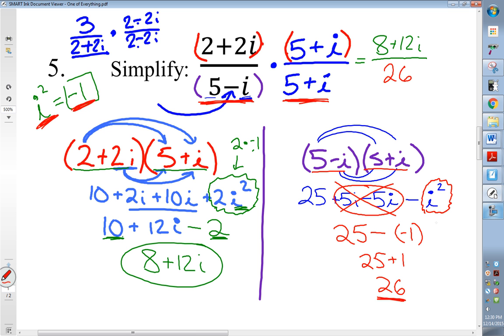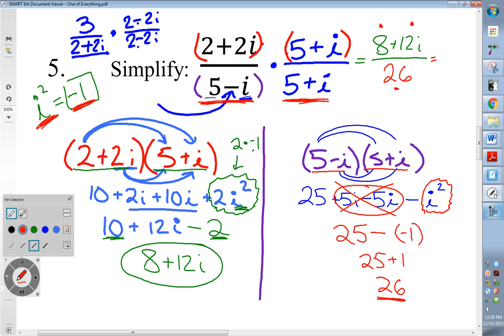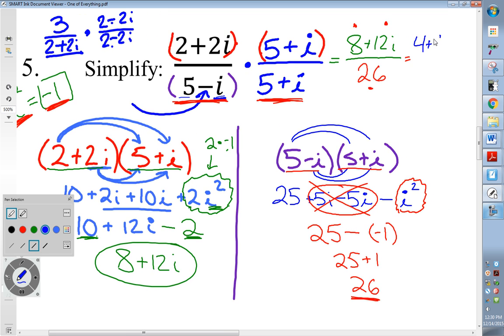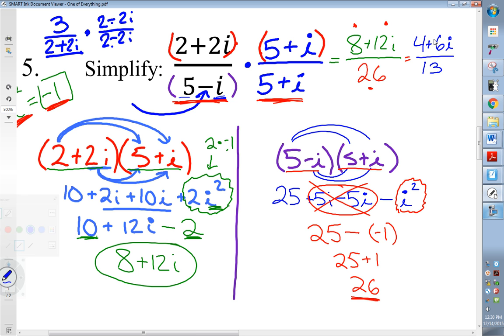Hey, we're almost done. Can I reduce all three things by a number? Yep, I can reduce them all by 2. So let's do that. 8 divided by 2 is 4. 12 divided by 2 is 6i. And 26 divided by 2 is 13. There's my answer.